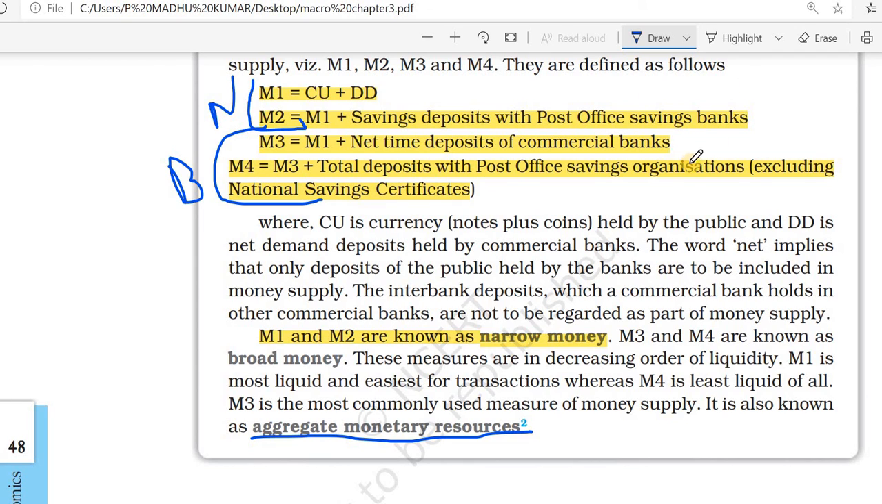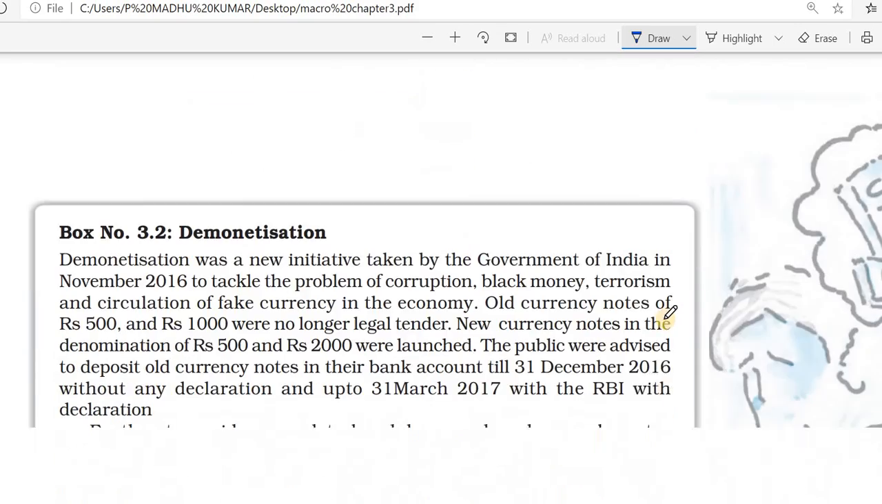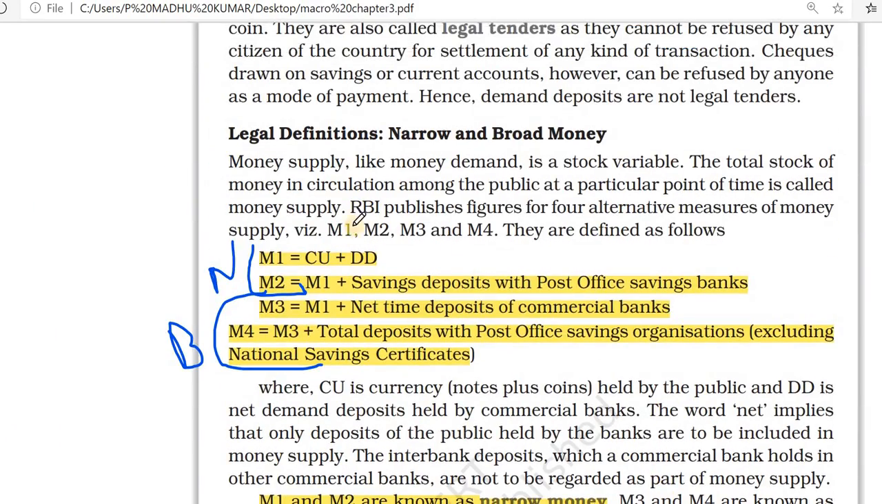Broad money supply means M3 and M4. M1 and M2 are known as narrow money, and M3 and M4 broad money. That is the specialty. The legal definitions of money mean M1, M2, M3, M4, narrow money and broad money. That is the legal definitions of money.